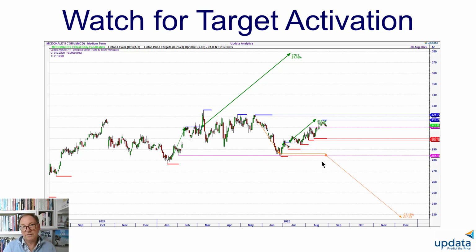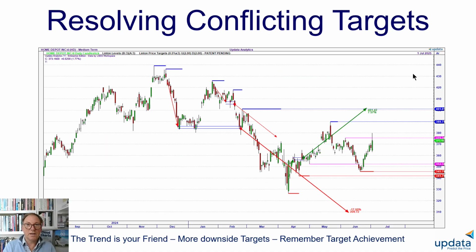Watch out for target activation. So here, if I was writing a report, typically I would say, we're bearish below 284 here, and if we move above 321, then I start to look at this target. So really quite key. Resolving conflicting targets, and you will get them often.